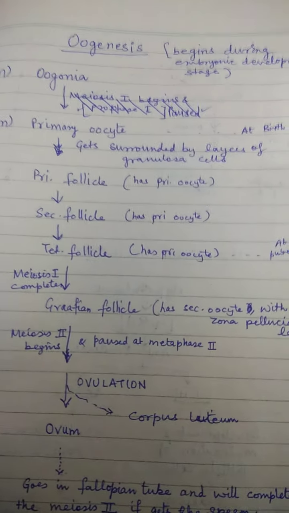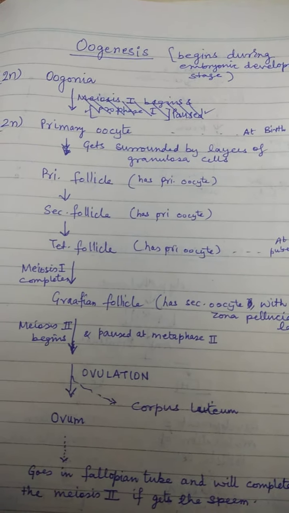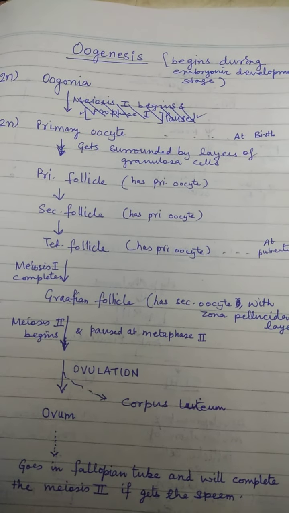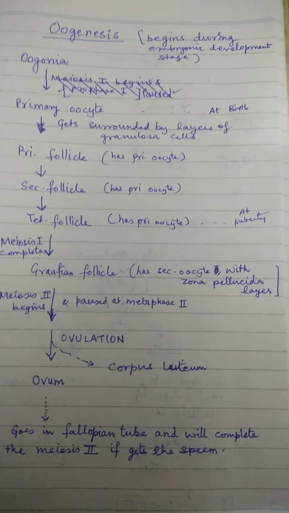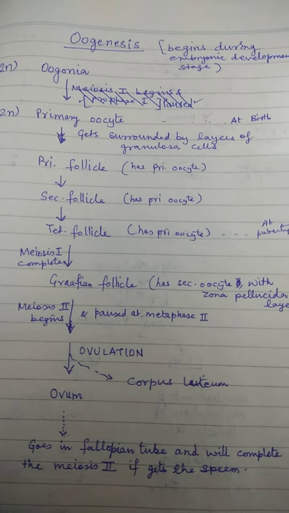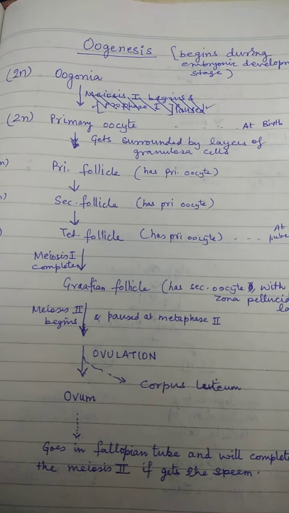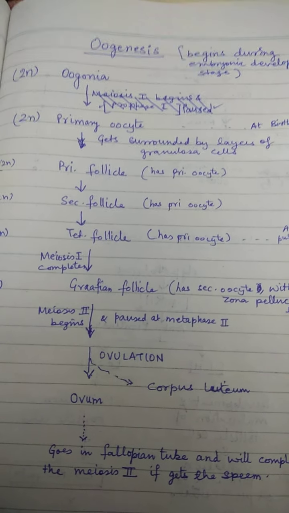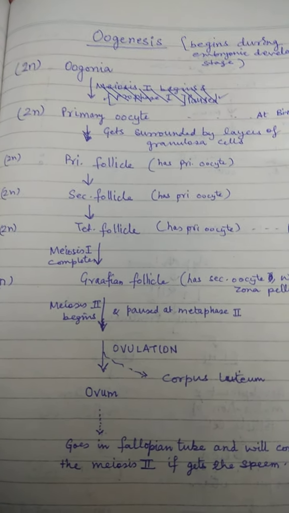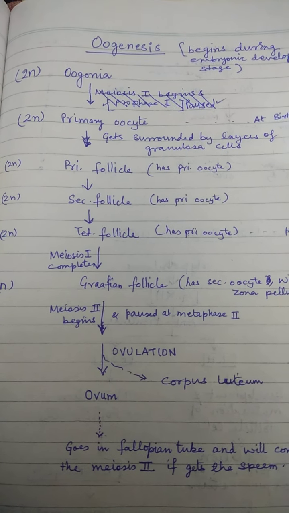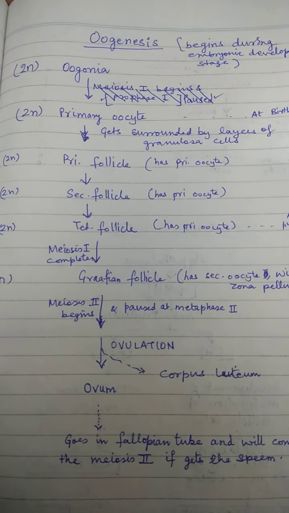Oogenesis, the process of formation of ovum. Oogenesis begins during embryonic stage when the female itself is a fetus. Oogenesis begins in the developing ovary. Female germ cells, oogonia, are also produced and they start undergoing meiosis 1.